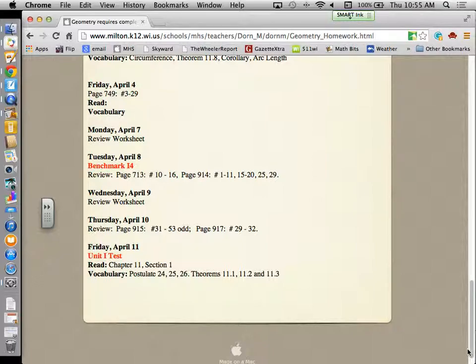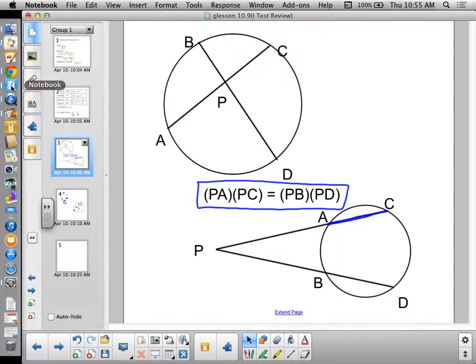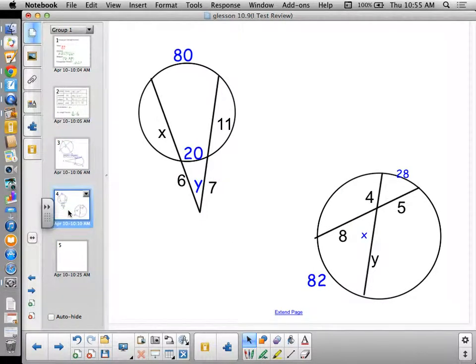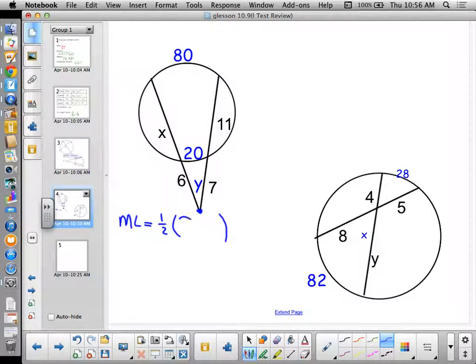All right, let's take a look at those couple questions. I actually have two problems in each drawing: one for segments, one for angles and arcs. So, let's start with the circle on the left with the exterior angle. Let's do the arcs first. Where's the vertex of this angle? Outside, so the measure of the angle is 1/2 the difference of the arcs.